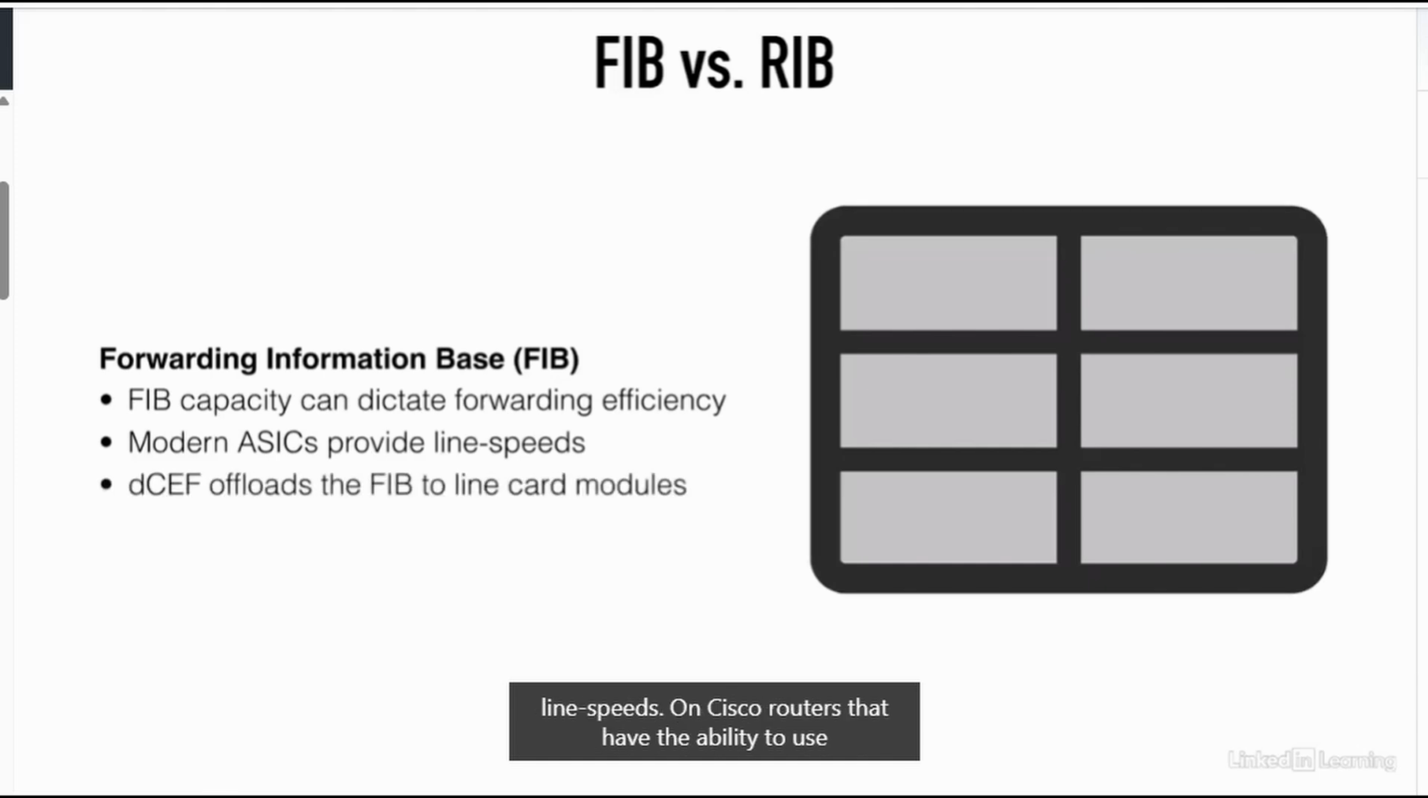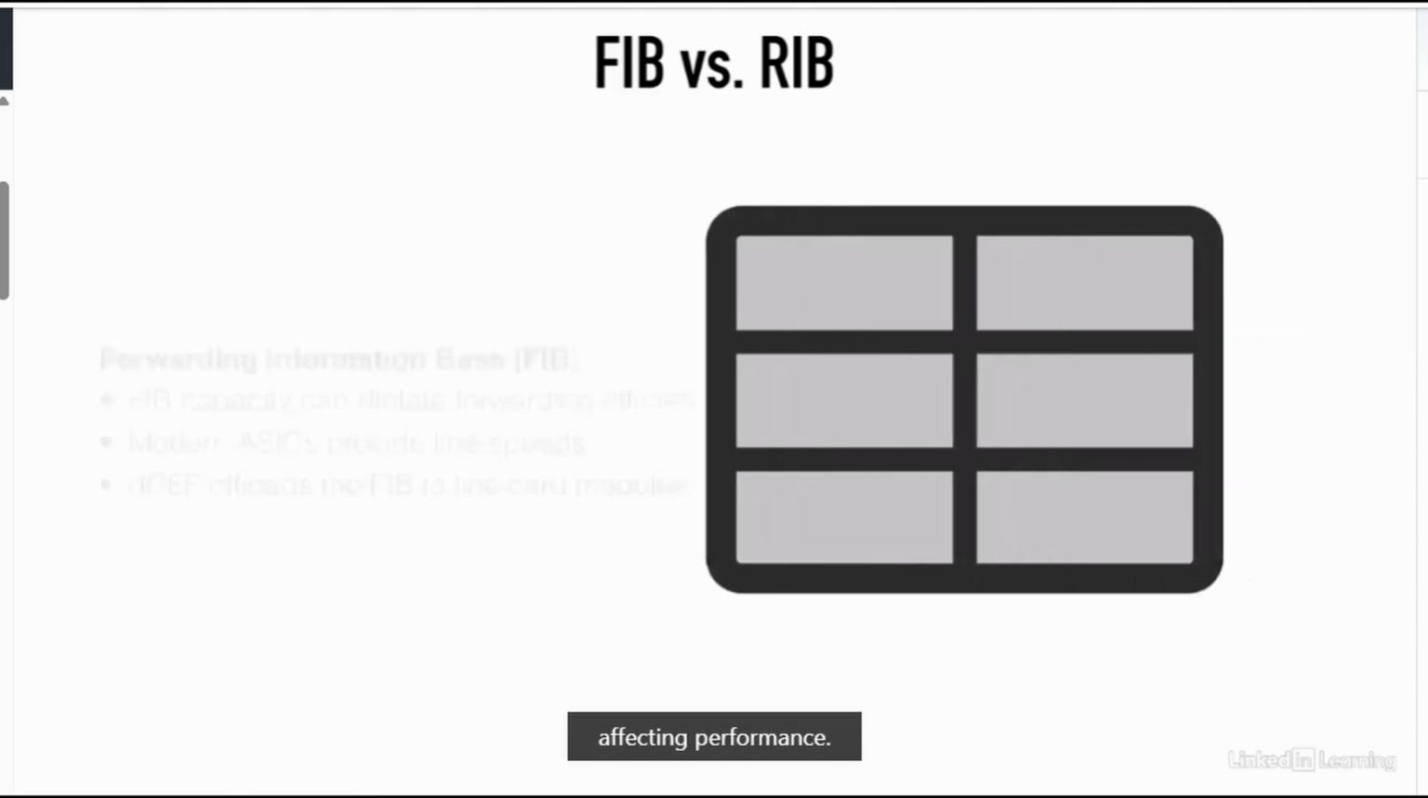On Cisco routers that have the ability to use distributed CEF, or DCEF, a copy of the FIB would be applied to each of the line card modules. This again is another way that the CPU is offloaded in order to increase the amount of traffic that the device can handle without affecting performance.